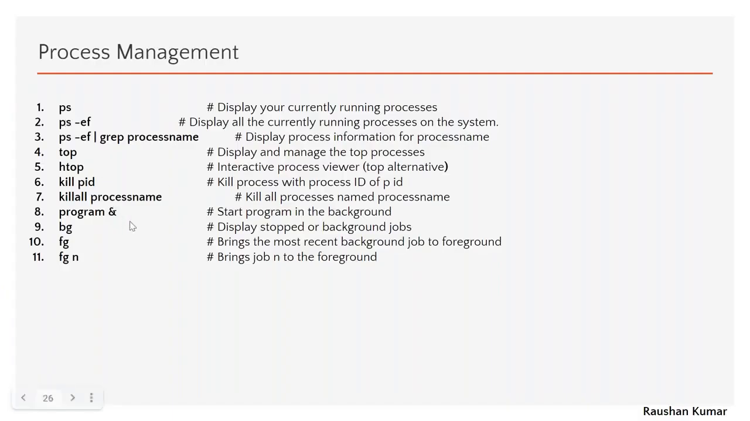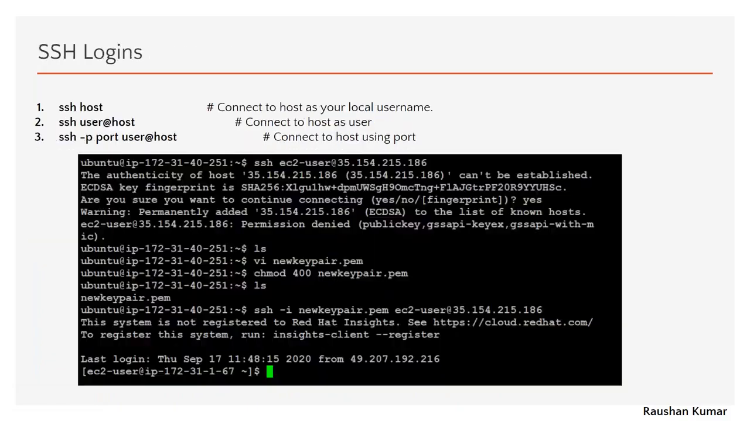Cool. So you can kill a process like that, and you can also start any process in the background. Type bg, it will display stopped background jobs. fg is for the foreground jobs. So you can run a job in the background or in the foreground using bg and fg.